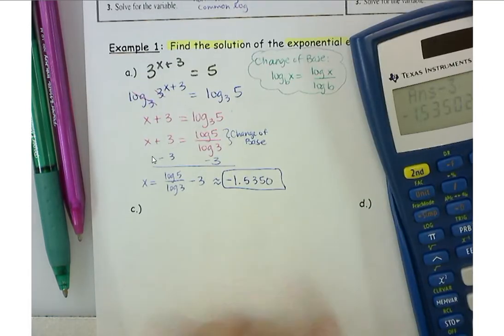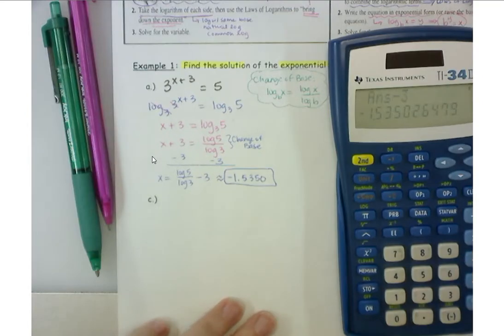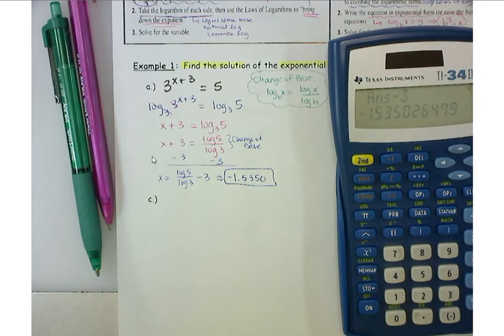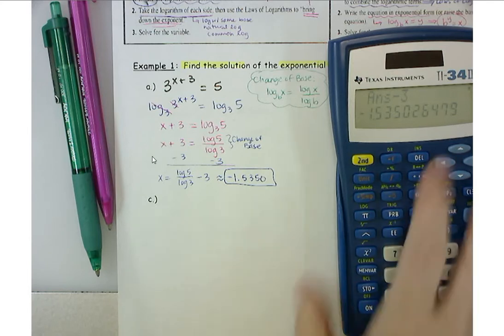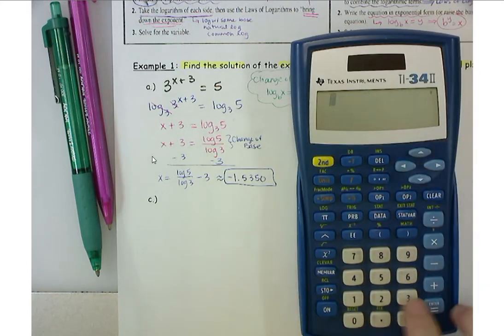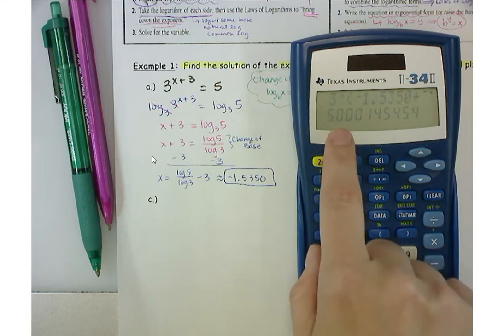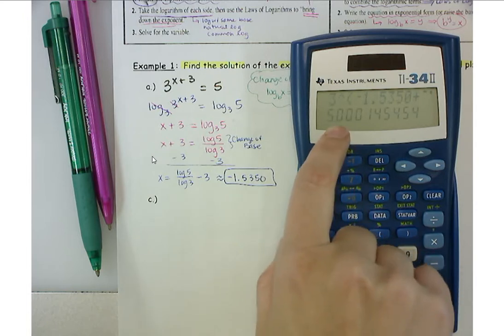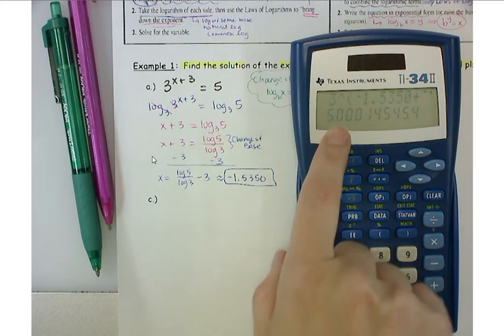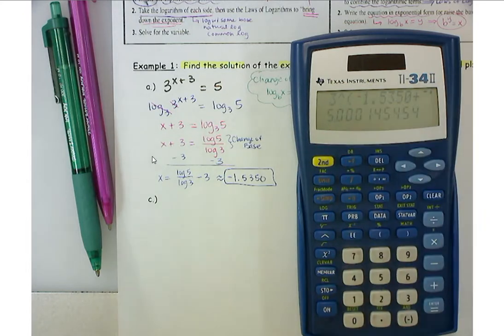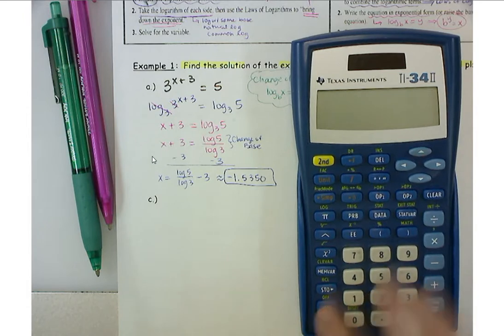Now if you're doing this on a test or a quiz, how could you double check to make sure you were right? Yeah, you could plug it back in for x. So if I did 3 to the power of negative 1.535 plus 3, oh, I have 5.00. Why isn't it exactly 5? Yeah, because your answer was rounded. Okay, so if you use your exact answer, you would get exactly 5. So that can be a good way to double check.